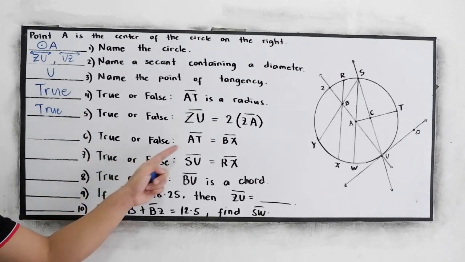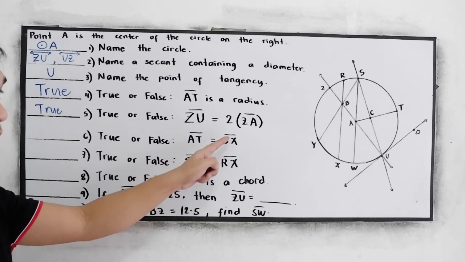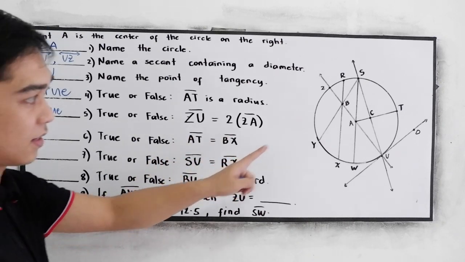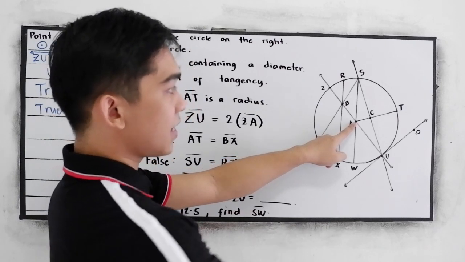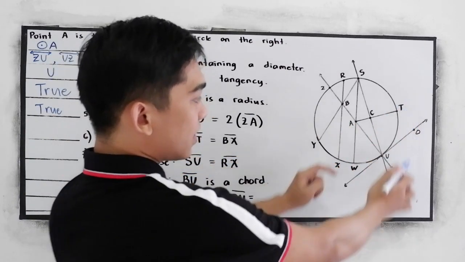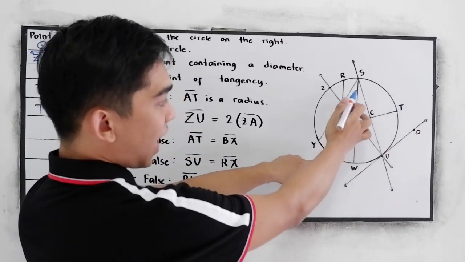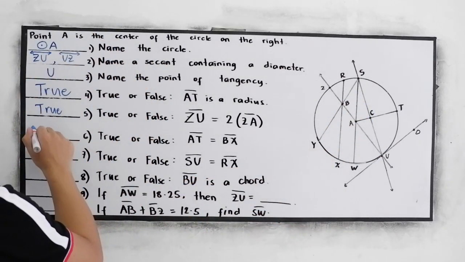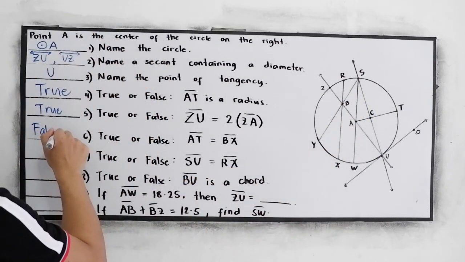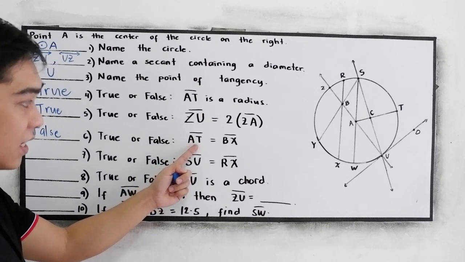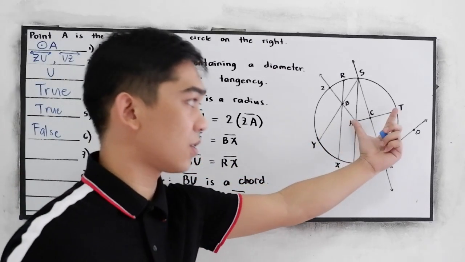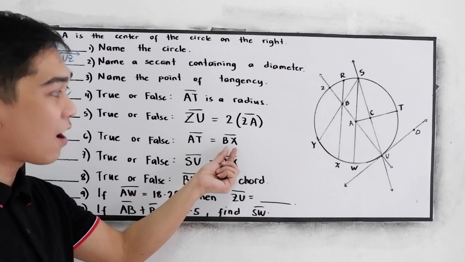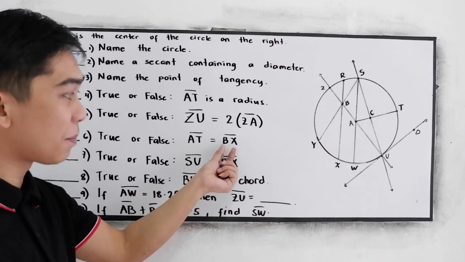True or false? Segment AT is equal to segment BX. AT is equal to BX. That is false. Why false? Segment AT is a radius, while we don't have a measurement for BX.